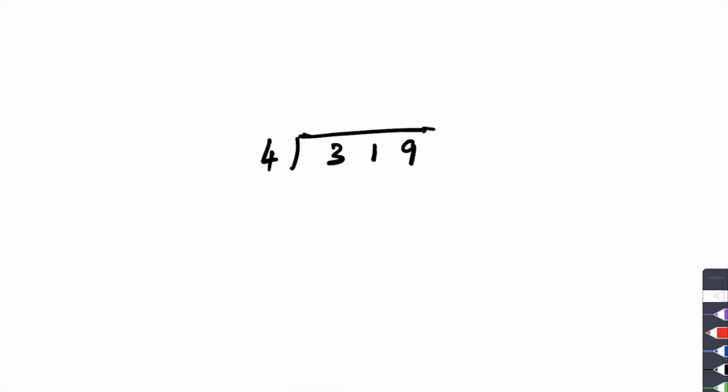Let's try this one. 4s into 3 doesn't go, so 4s into 31 goes 7. 7 4s are 28, gives me a remainder of 3. 4s into 39 go 9, because 9 times 4 is 36, remainder 3, and that gives me 3 over 4. And that's how you do them with the remainders.